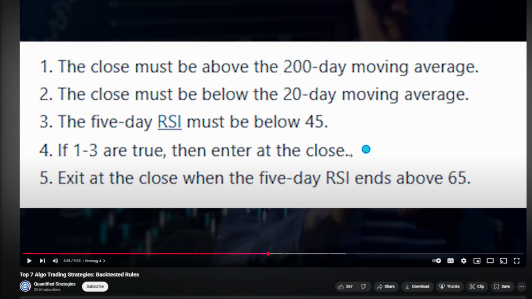The logic fits on one page, which is great because the simpler the strategy, the more robust it is. So the first rule is the close must be above the 200-day moving average, but the close also must be below the 20-day moving average. The 5-day RSI must be below 45. If items 1, 2, and 3 are true, then you place a buy at the close, and then you exit at the close when the 5-day RSI ends above 65.